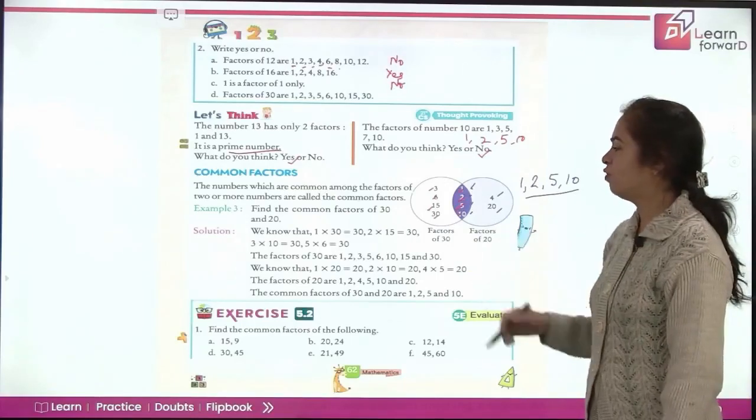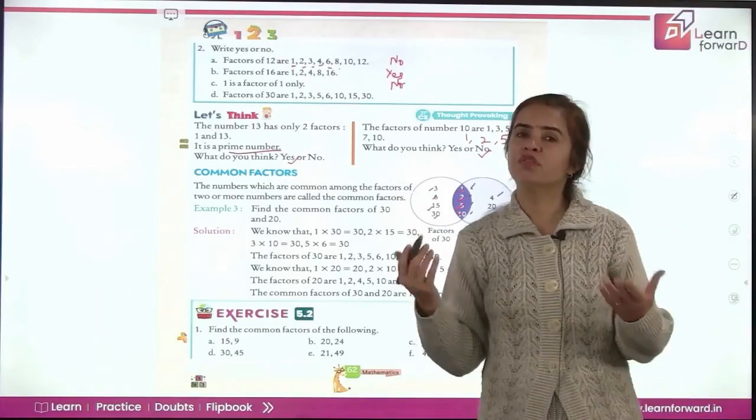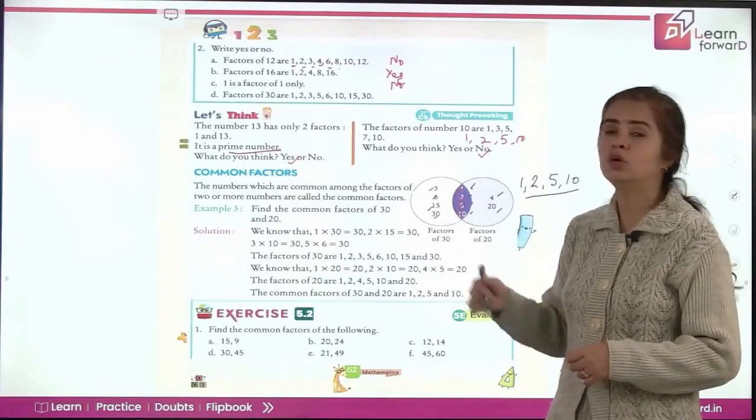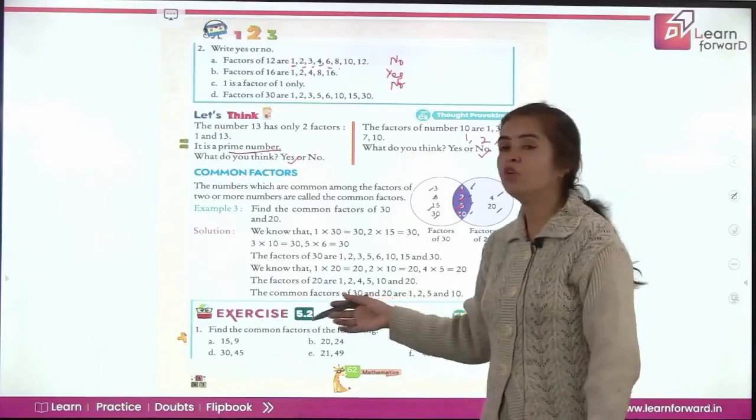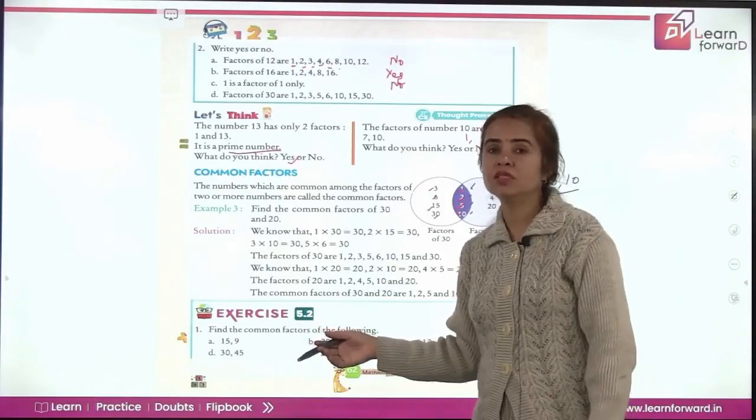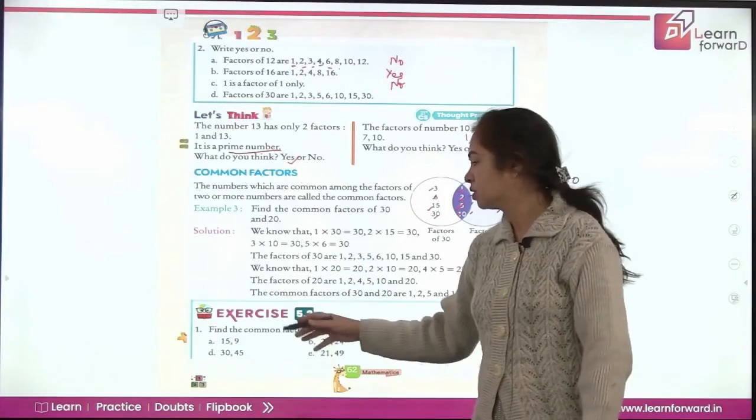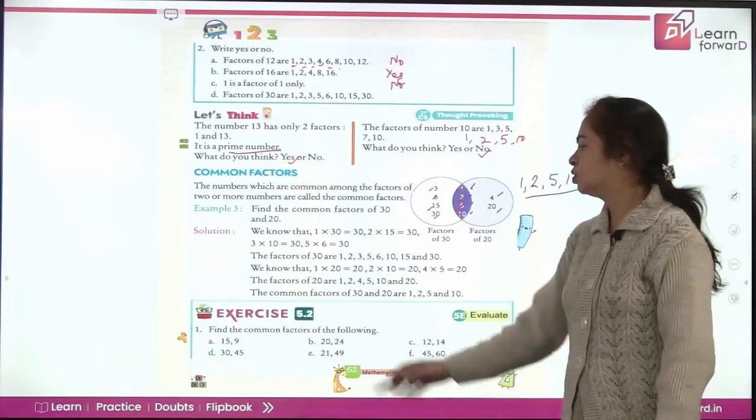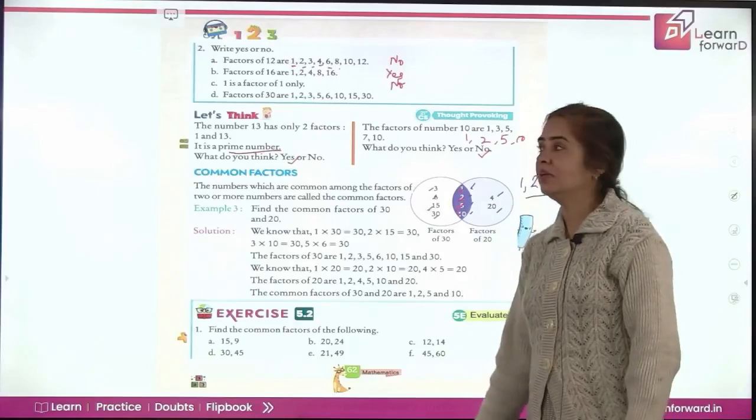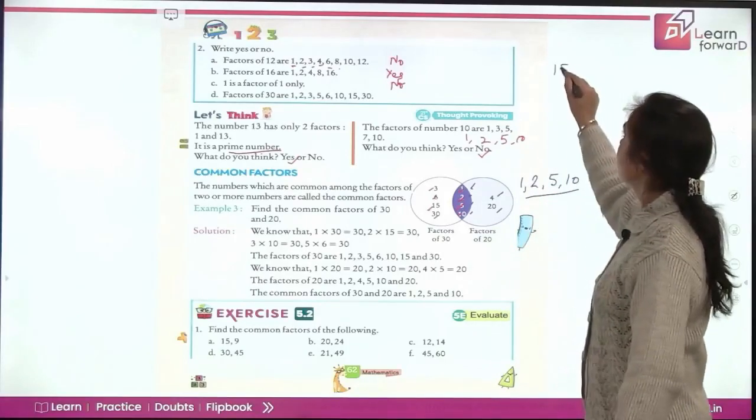This is how we find out the common factors of any numbers. It can be more than 2 numbers also. So we'll just find out which are the common factors there. For which we first need to list the factors of those numbers. Now here's an exercise for you. Find the common factors of the following numbers. So let's do it for 15 and 9. So what are the factors of 15?